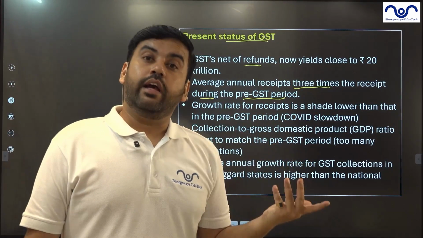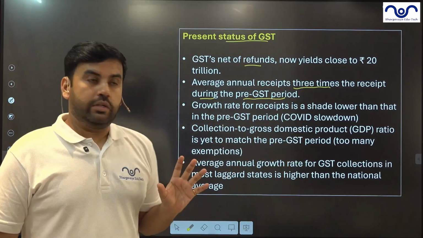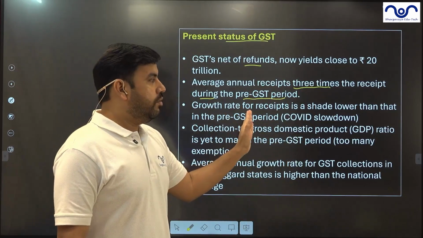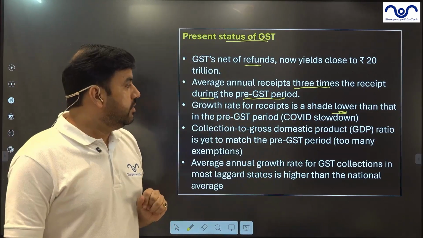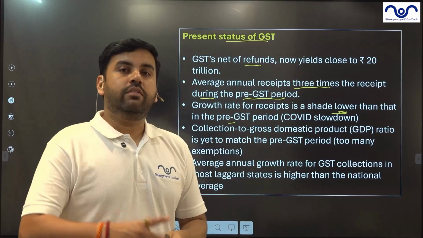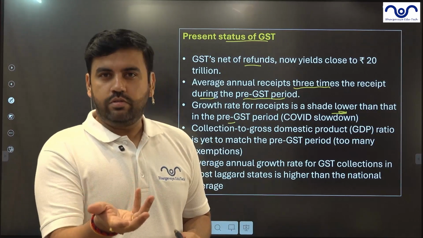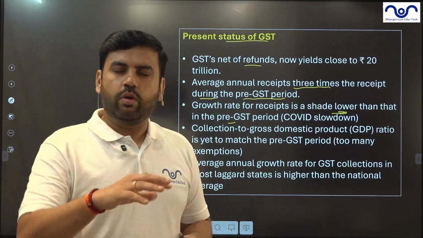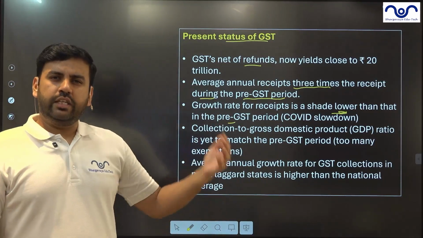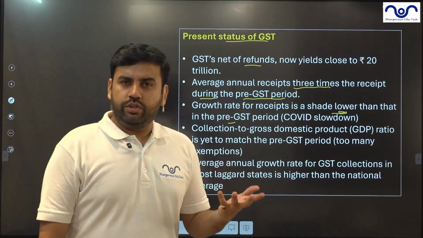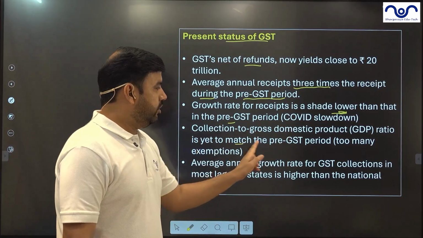So now it is 15 lakh crore. It is 3 times. So GST overall has increased too much. Growth rate, however, is lower. If previously, that is pre-GST, right, or pre-COVID, the growth rate was let's say 10%, now it is 9% or 8%. So not too much decline, but it's less because of the COVID and shutting down of many industries and structural changes. Collection to gross GDP ratio is yet to match the pre-GST.